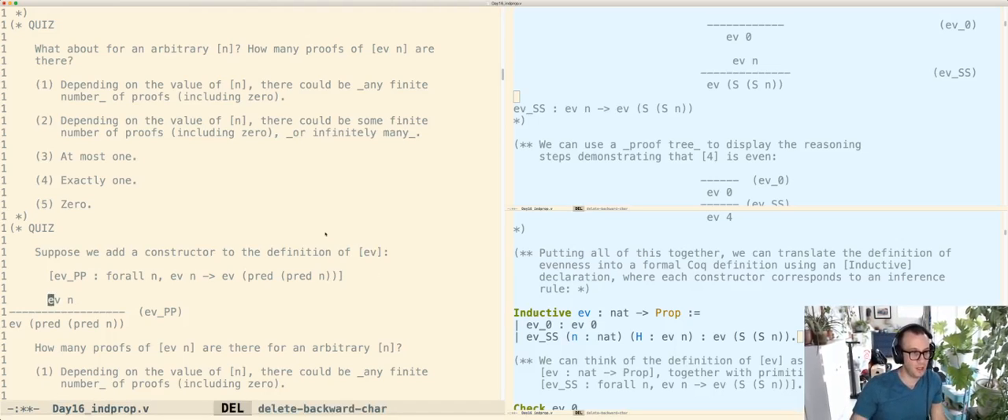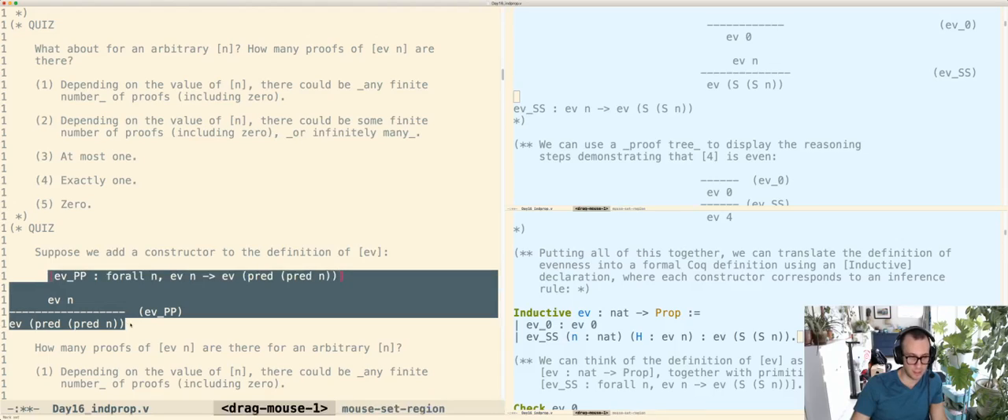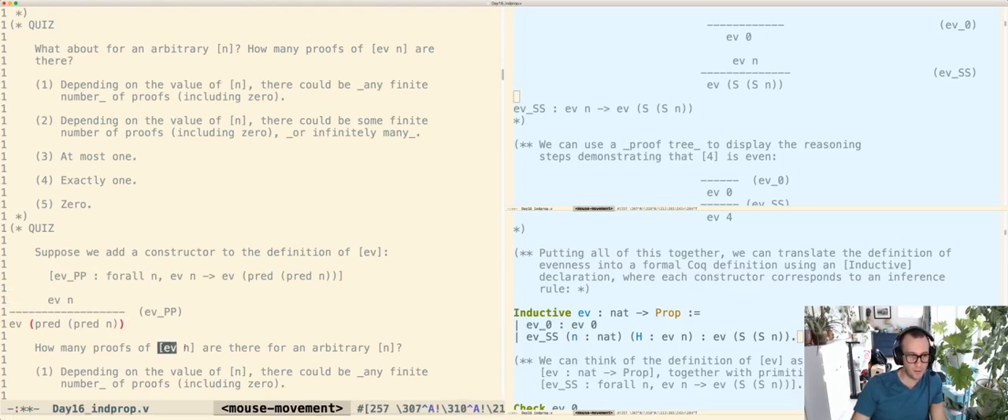This rule is saying, look, you give me a number n. If it's even, then I can prove that the predecessor of the predecessor of n is even. So now we ask the same question we just had up here. How many proofs, if we extend the EV proposition with this rule, how many proofs of EVn are there for an arbitrary n?